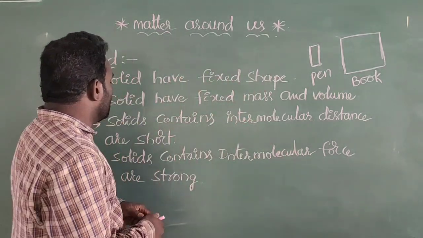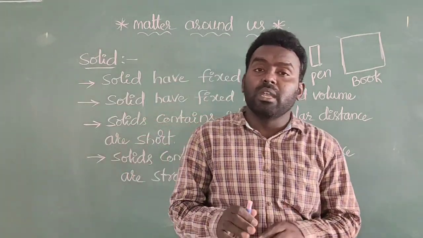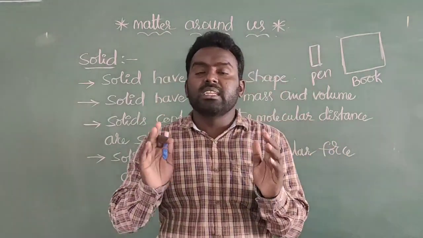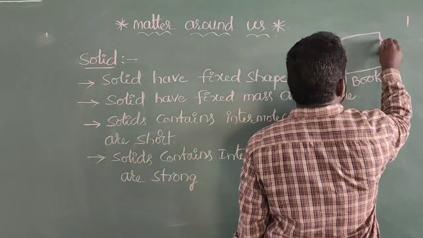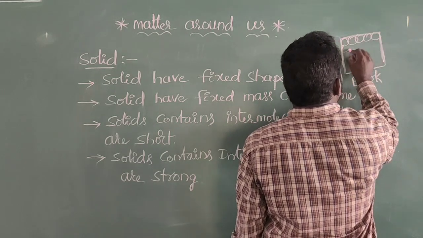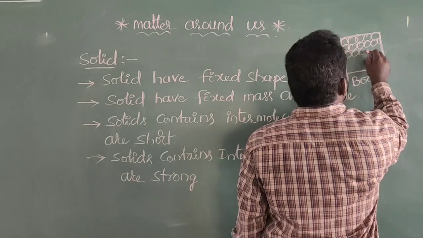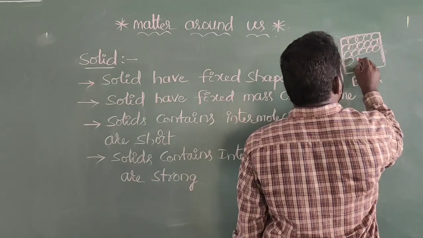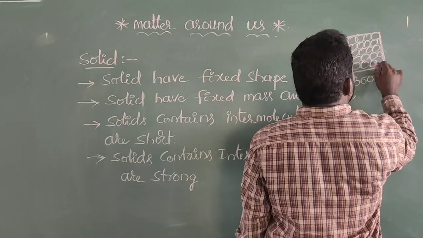Coming to the next one, solids have very short intermolecular distances. Solid materials have very short intermolecular distance. Suppose you see this solid material. In that solid material, the intermolecular distance is very short. Here the particles are very close together in this compound.